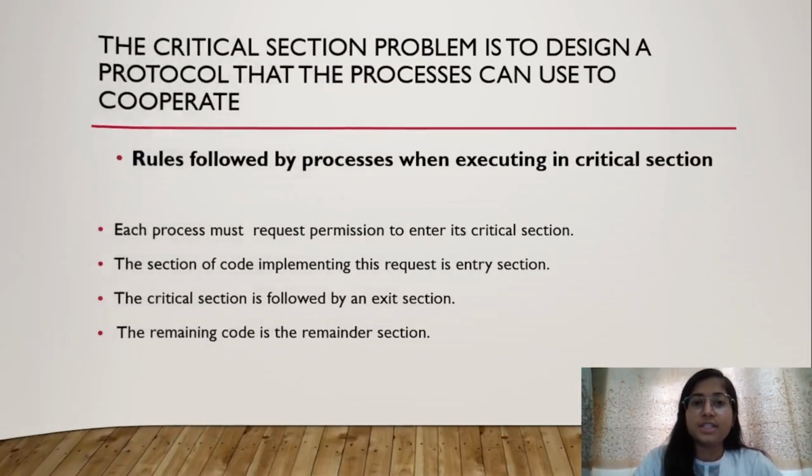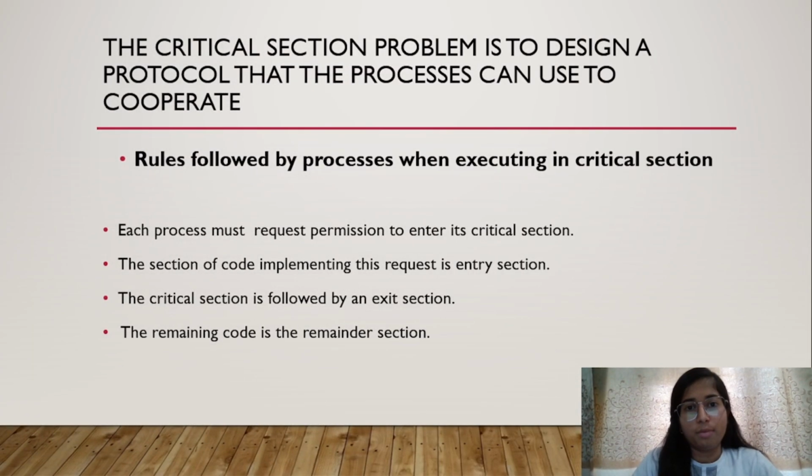Now let's see what the critical section problem is. The critical section problem is basically when there are two or more processes who try to access the same data or manipulate that data. It creates a problem when two or more processes simultaneously want to execute the same task.